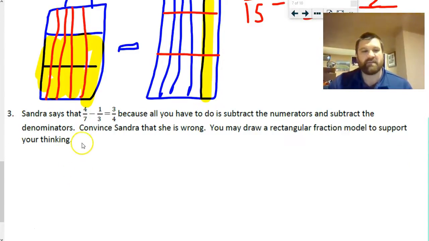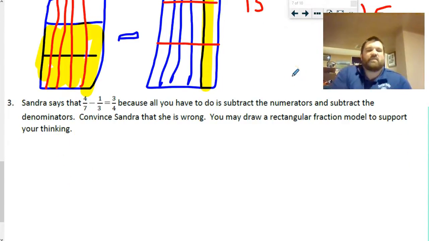Let's look at number 3. Sandra says that 4/7 minus 1/3 equals 3/4, because all you have to do is subtract the numerators and subtract the denominators. Convince Sandra that she is wrong. You may draw a rectangular fraction model to support your thinking. So at this time, I'd like you to finish number 3. I'd like you to finish the exit ticket that comes with the flip video, and then you are good to go. And just show me that you're working, and we'll decide what you can do next. Thank you.